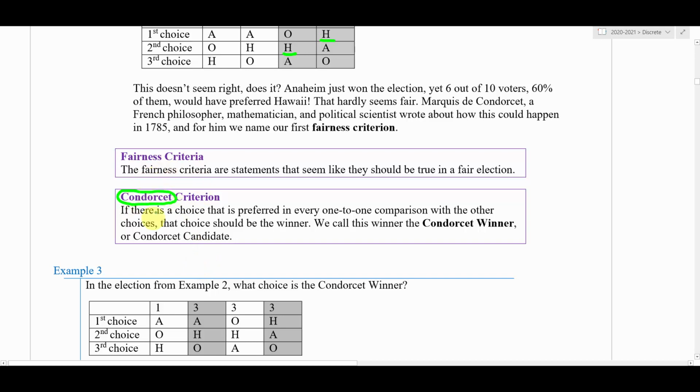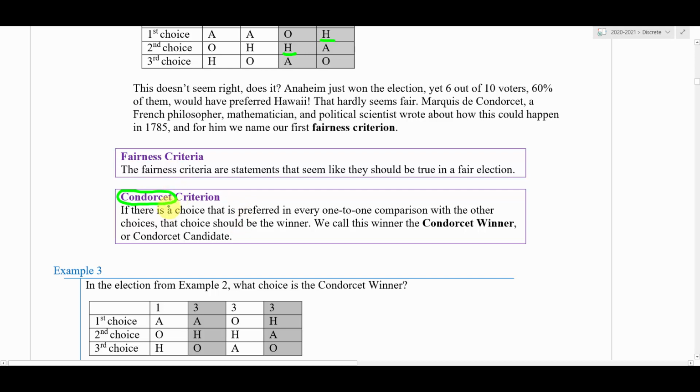Famous mathematician, great guy. But it states that if there is a choice that is preferred in every one-to-one comparison, like those one-to-one comparisons that we just did, that choice should be the winner. Okay, so if I were to take every choice and just do a head-to-head matchup, and if there is one choice that beats every single other choice in a one-on-one matchup, that choice should be the winner, right? That makes sense. So we call that a Condorcet winner. But if we have a Condorcet winner and somehow somebody else wins, we violate this criterion.